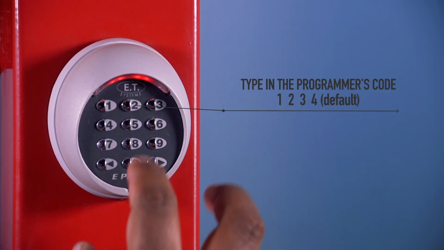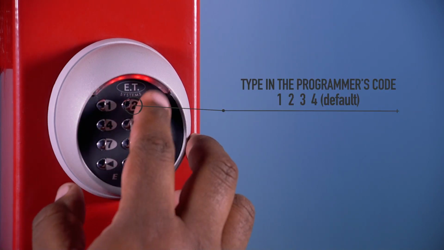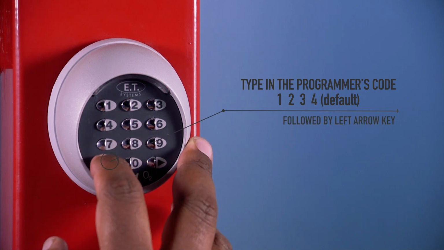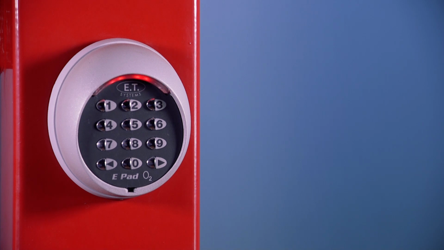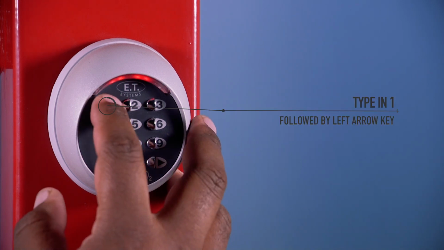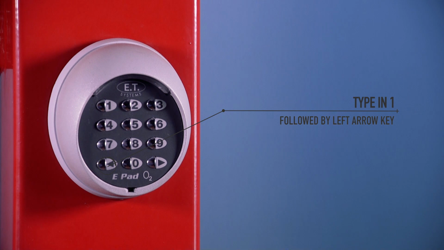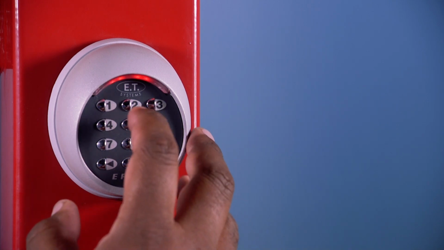Type in the programmer's code 1, 2, 3, 4, followed by the left arrow key. 2 beeps and LEDs continue flashing. Type in 1, followed by left arrow key. 1 beep and LEDs change to static on.